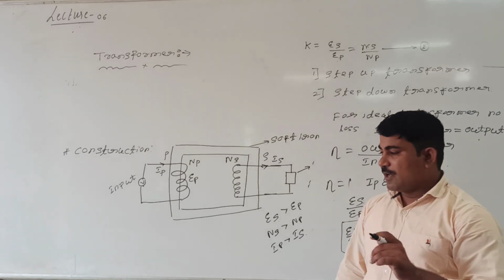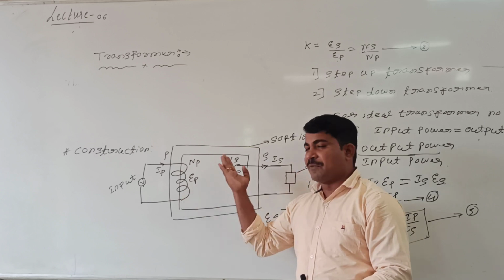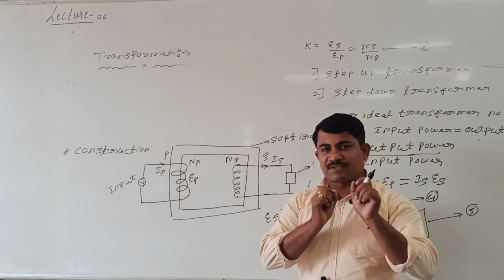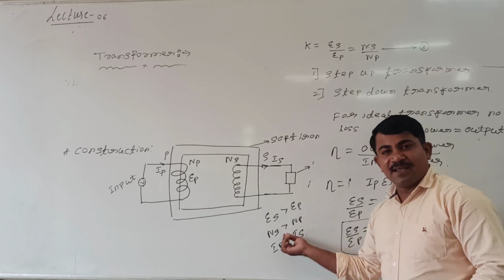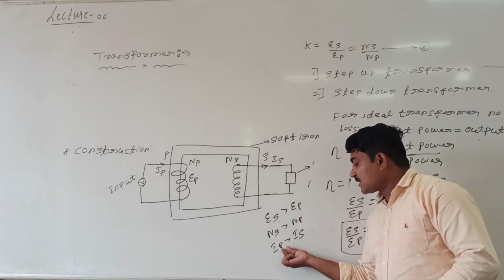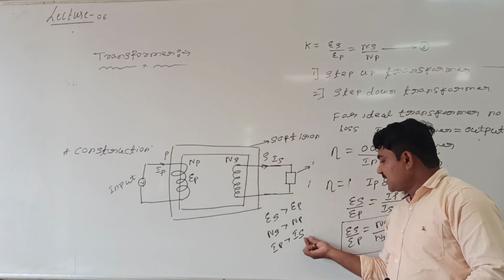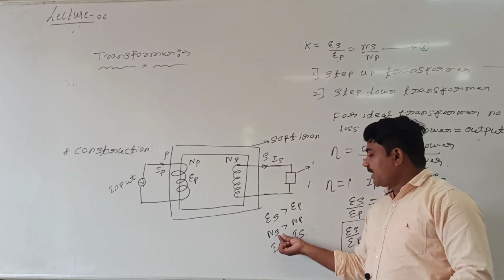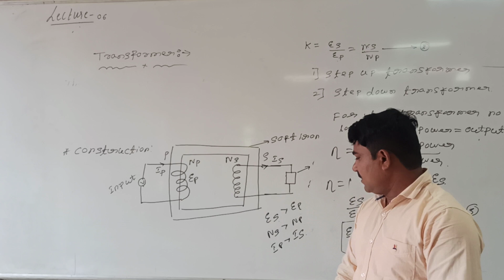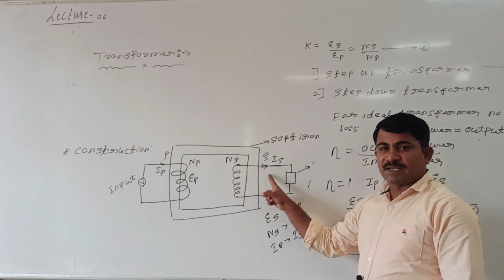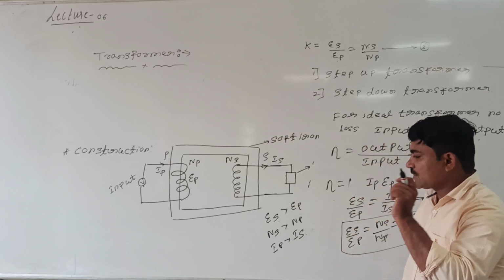For a step up transformer, to convert a low alternating voltage into a high alternating voltage, the conditions are: ES must be greater than EP, NS must be greater than NP, IP must be greater than IS. IP is the current in the primary, IS is the current in the secondary coil, NS is the number of turns in the secondary, NP is the number of turns in the primary, ES represents the voltage in the secondary coil, EP represents the voltage in the primary coil. Remember this point.